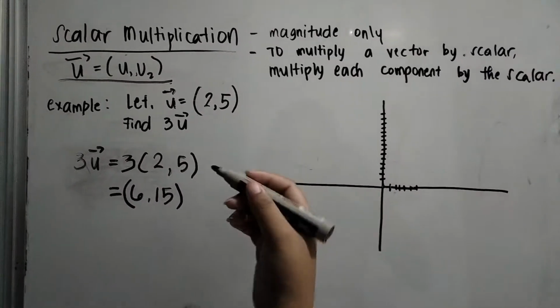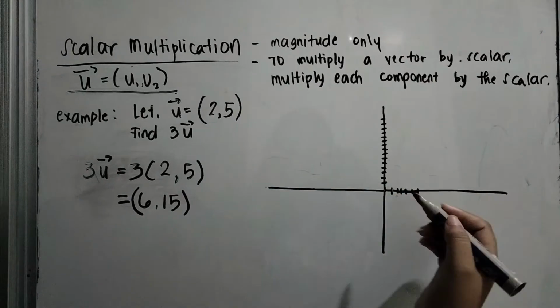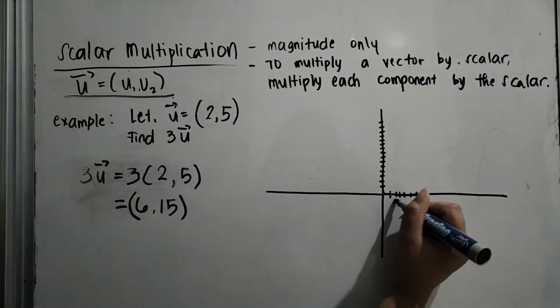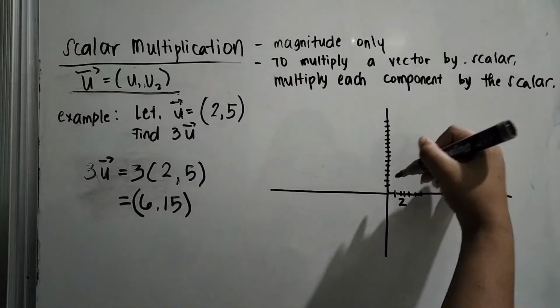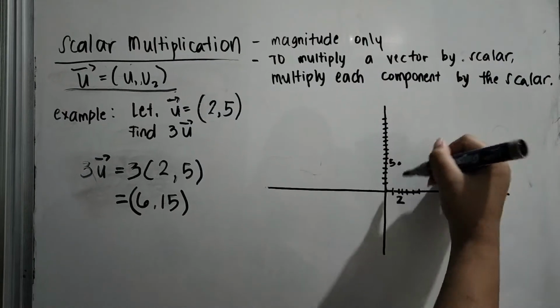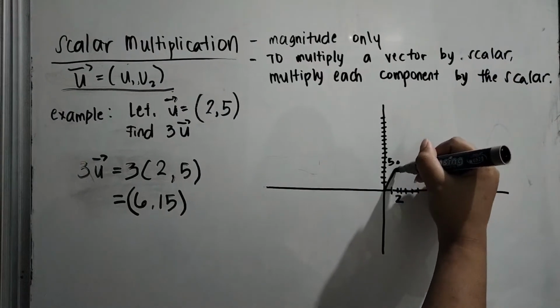Ngayon naman, ilagay naman natin sila sa graph. Yung given natin is 2, 5. So, yung 2 is nasa x-axis, and yung 5 is nasa y. 1, 2, 3, 4, 5. Lagyan natin ng dots. And dito yung origin natin, 0.